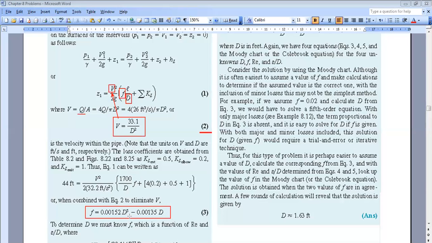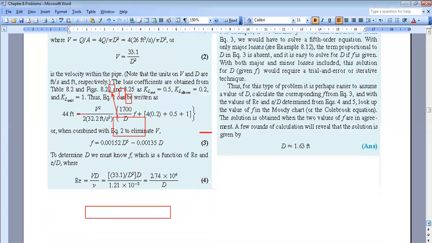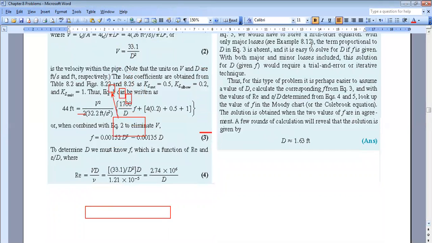So now you know always that when you have a major loss application, always think about the Moody chart. The Moody chart can help you to solve for your equation. Okay, and in the Moody chart, what do you need? You need to know what is the Reynolds number.